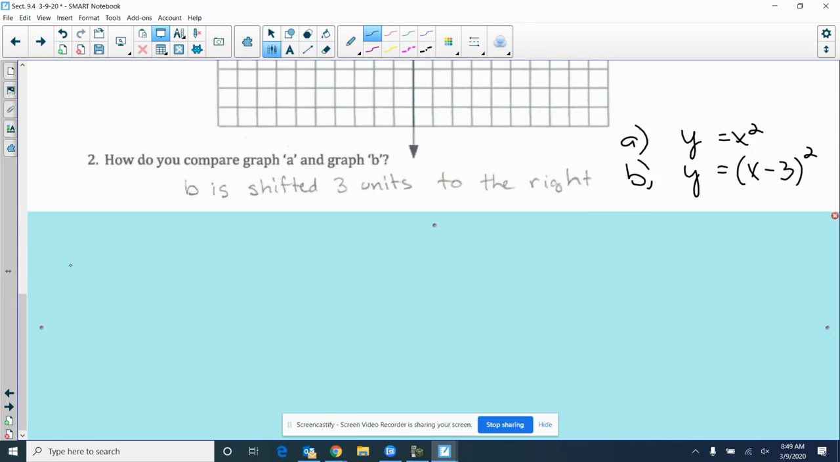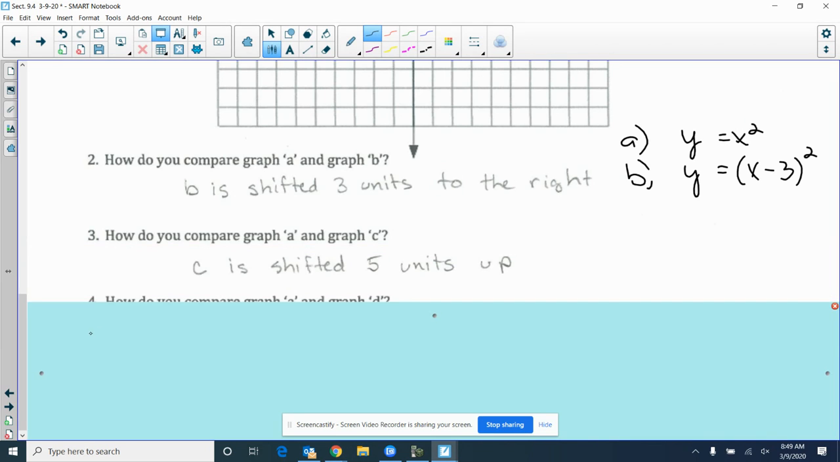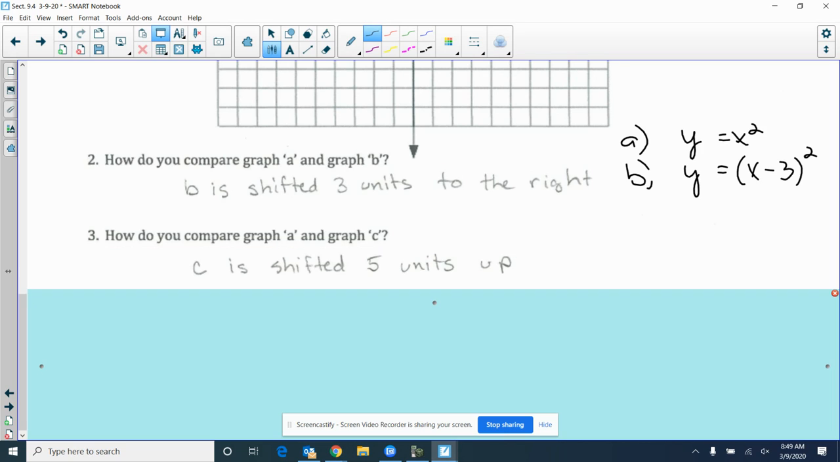What happens for number 3 there? How do you compare graph A and graph C? How does graph C move? 5 units up. Okay, so C is shifted 5 units up. Now, if you take a look again, A is y equals x squared. C is y equals x squared plus 5. So notice the difference. If you put a parentheses, which way does it shift it? It moves it left and right. If you just put a number at the end, which way does it move it? It moves it up.